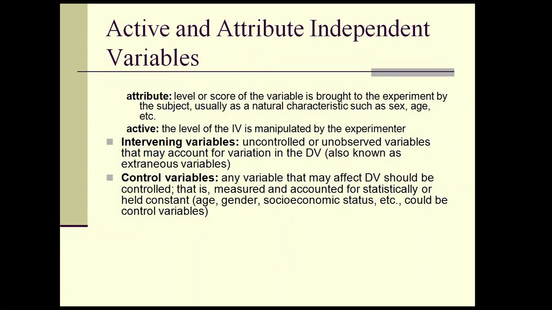Now, there are other variables known as intervening variables, which are uncontrolled or unobserved variables that may account for variation in the dependent variable, also known as extraneous variables. The last type of variables which we come to know is control variables, defined as any variable that may affect the dependent variable and should be controlled, that is measured and accounted for statistically or held constant. Age, gender, socioeconomic status, etc. could be control variables.